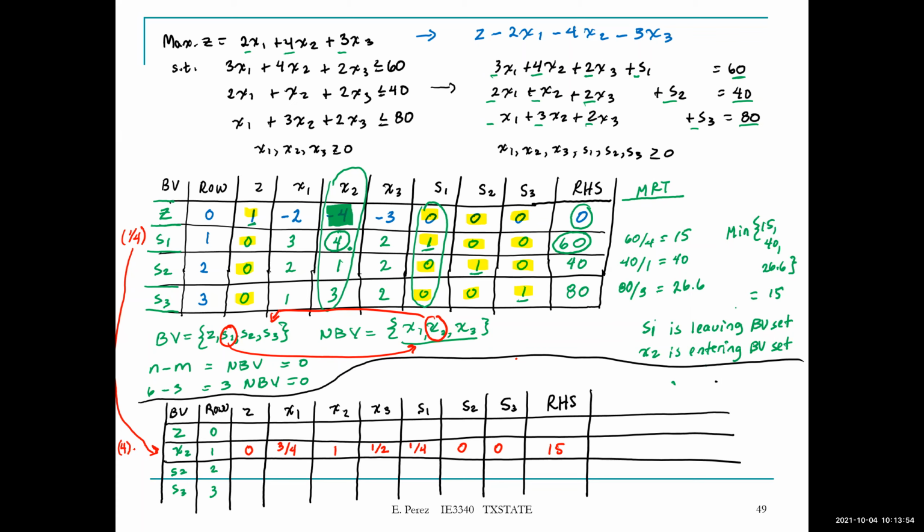Let me double check those numbers. So 3/4 minus 3/4, yes, 0. Minus 1/2 plus 2 is 3/2. Minus 1/4 plus 0 is minus 1/4. Minus 15 plus 40 is 25. Yes. So you see the column for x2 is now 0, 1, 0. We need to make the last one also 0.